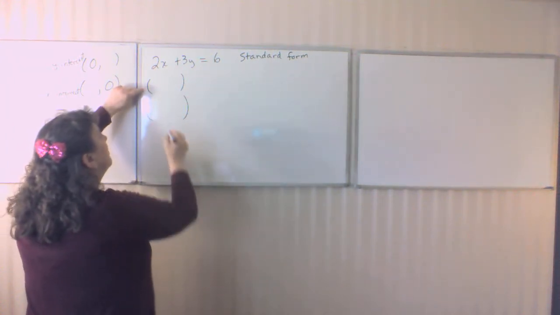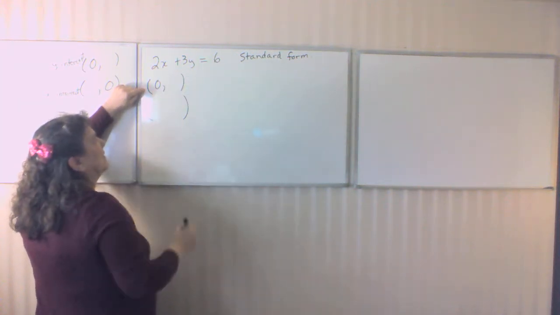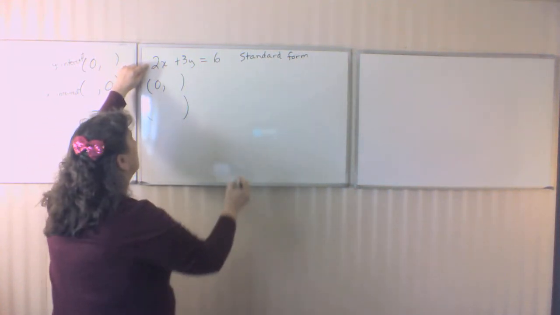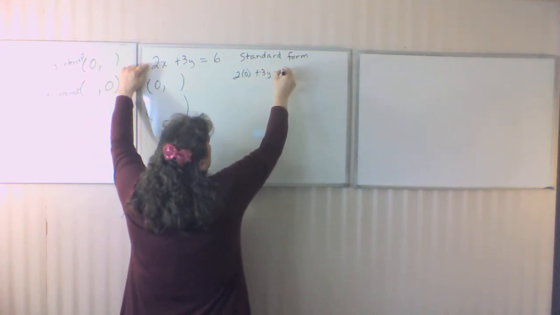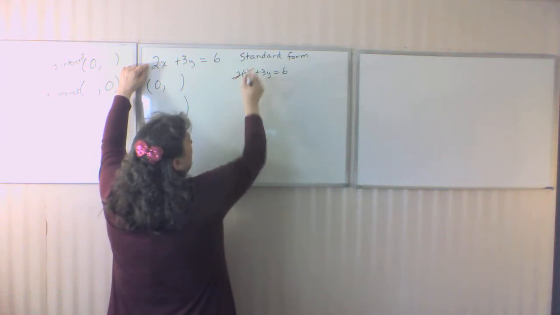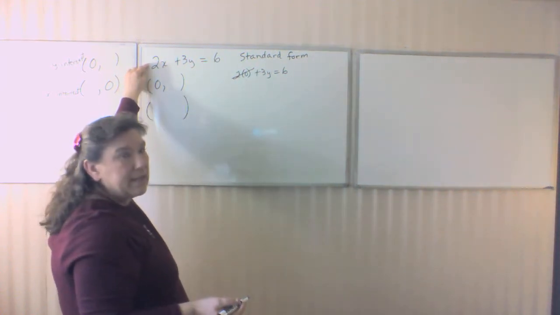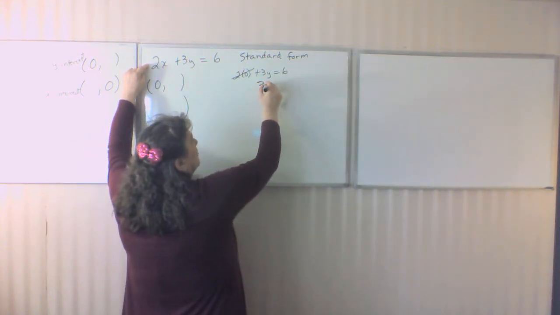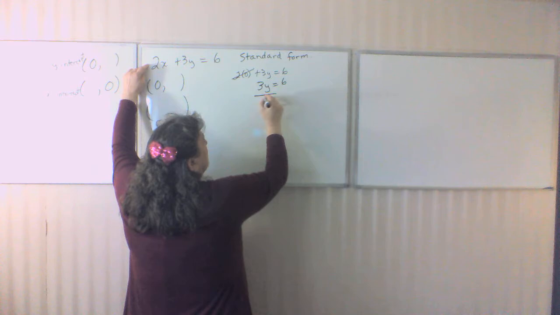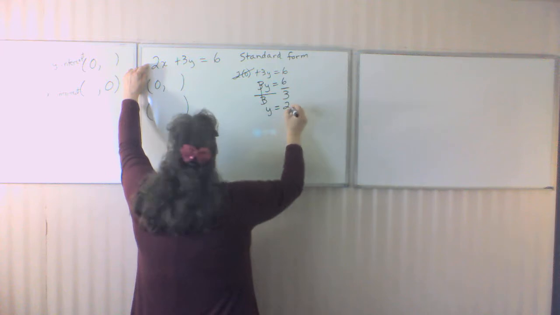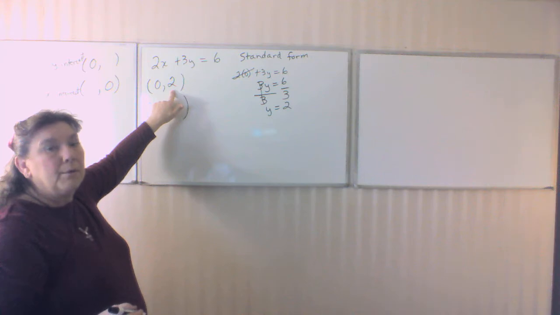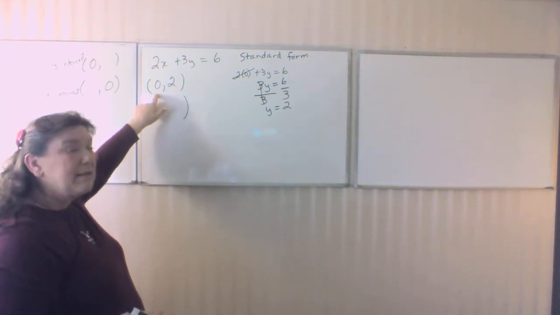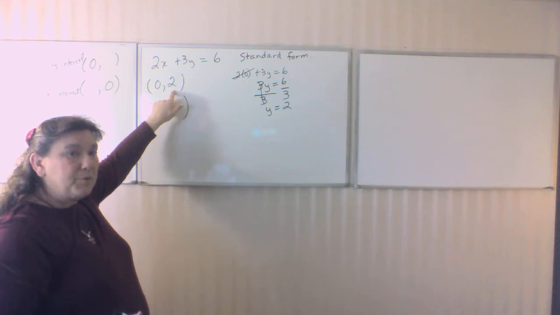My first ordered pair is going to have a 0 in for my x. So let's put it into the x position. 2 times 0 plus 3y equals 6. 2 times 0 is 0. So therefore 0 plus 3y is nothing more than 3y. So 3y equals 6, divide by 3, and I end up with y is equal to 2. Therefore, 2 is my value on my y-intercept because my x is 0, so my y-intercept will be 2.